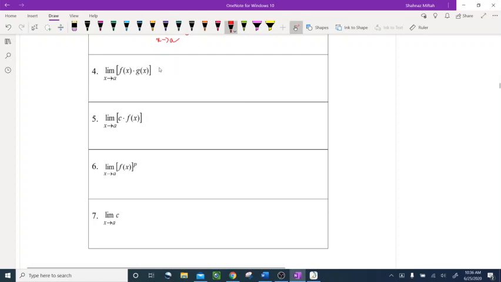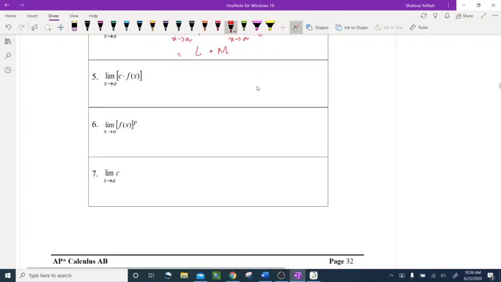Okay, number 4. This is going to go the same way. Limit as x approaches a of f of x times the limit as x approaches a of g of x. This limit is L times that limit, m, and whatever answer you get from multiplying.